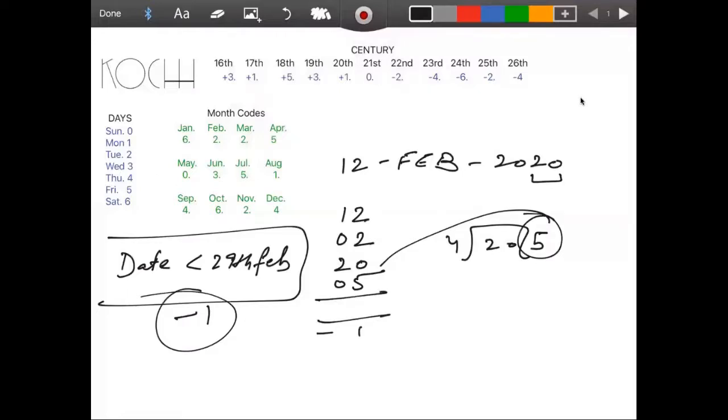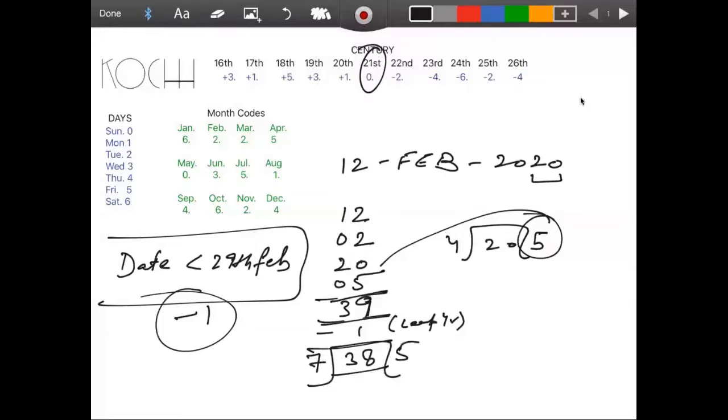So let me write this one for the leap year. And we are in the 21st century, so I don't need to add or subtract anything else. So this is 39 minus 1 is 38. Now we will divide it by 7. 7 into 5, 35. The remainder is 3. And 3 is Wednesday.